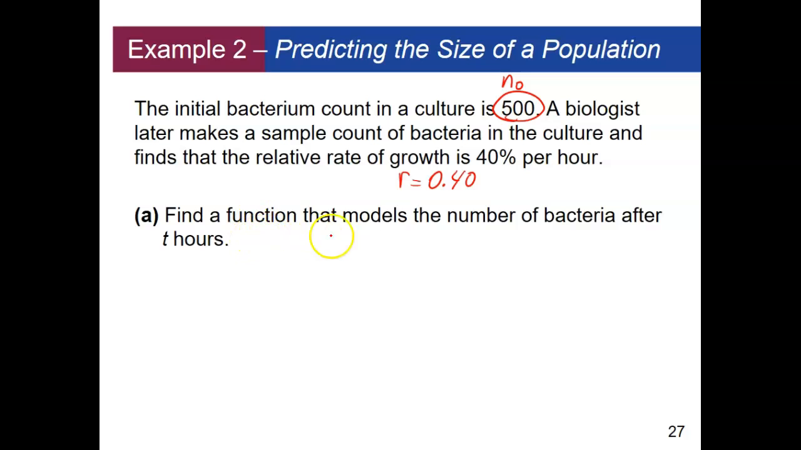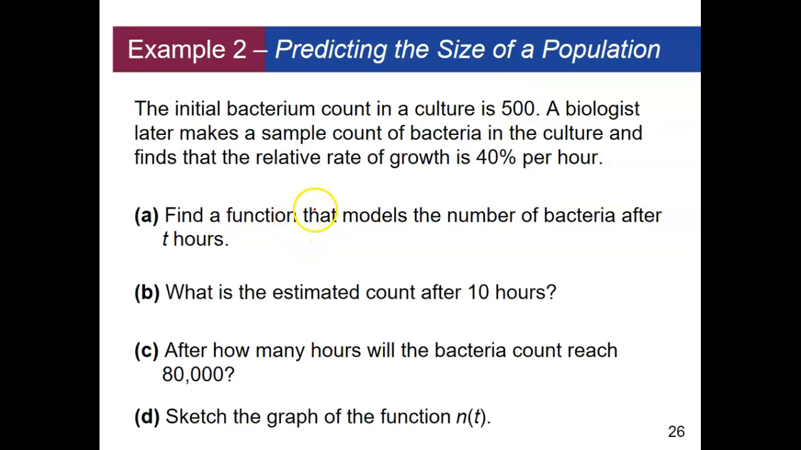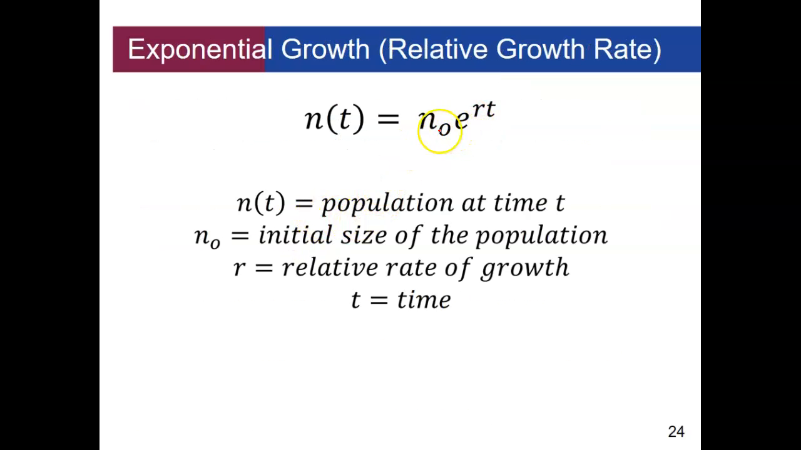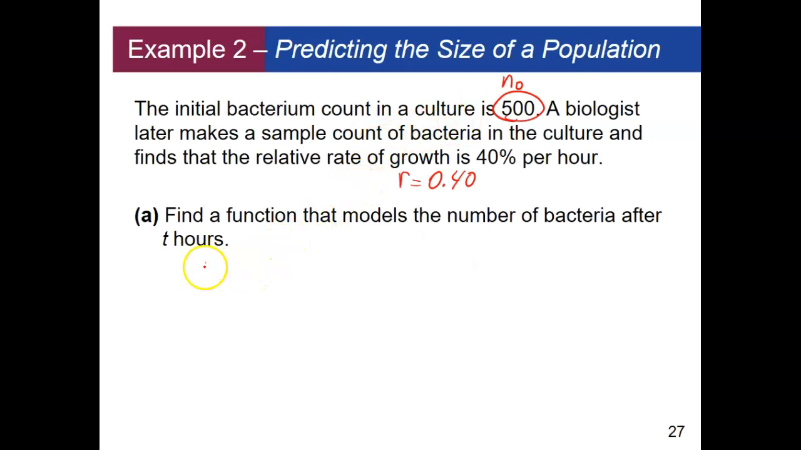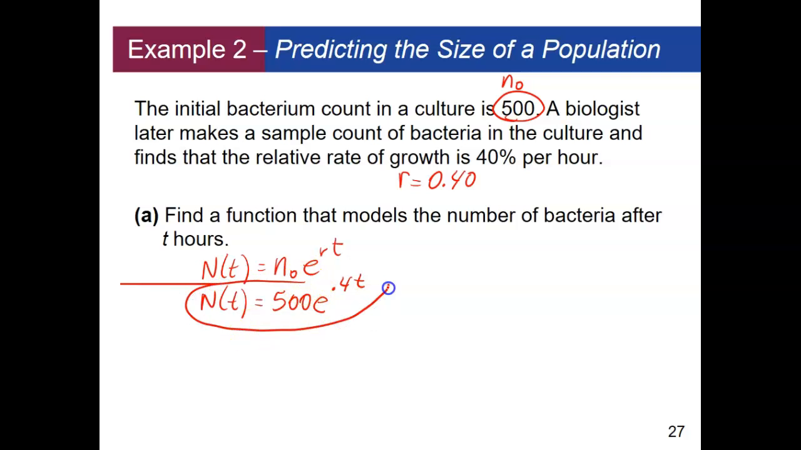Okay. So we want to find a function that models the number of bacteria after T hours. So I'm going to reference my model here and just write that down. It's very much like the PERT equation. So we've got N of T equals N sub 0 e to the RT. Since we're asked for a model, we're going to leave the N of T here. We're going to substitute in the initial amount. We're going to put the R in for the rate. And then we're going to leave the T as part of our model. So this is going to be the model for this scenario that they have described for us here.